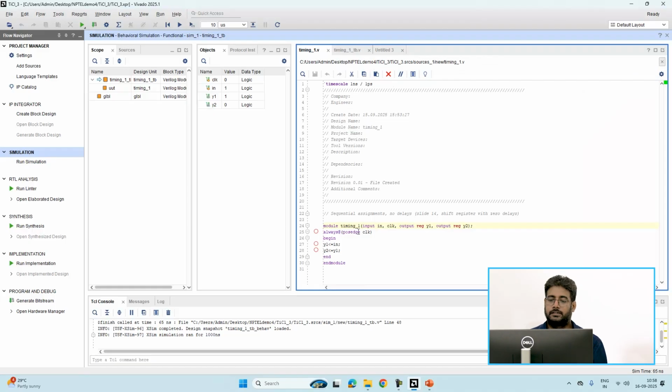Here, always at the positive edge of clock, this begin block will be executed. That is, input will be evaluated and y1 will be evaluated. But y1 is not assigned this current input yet. Okay, the present input is not assigned to y1 yet. So at this first positive edge of clock, y1 is still the old value. So this y2 also will not get the new value of y1 or the new value of input. So it will be like this.